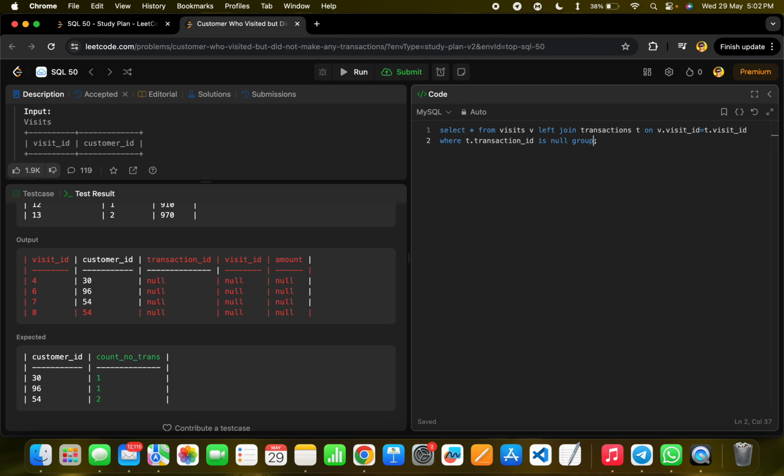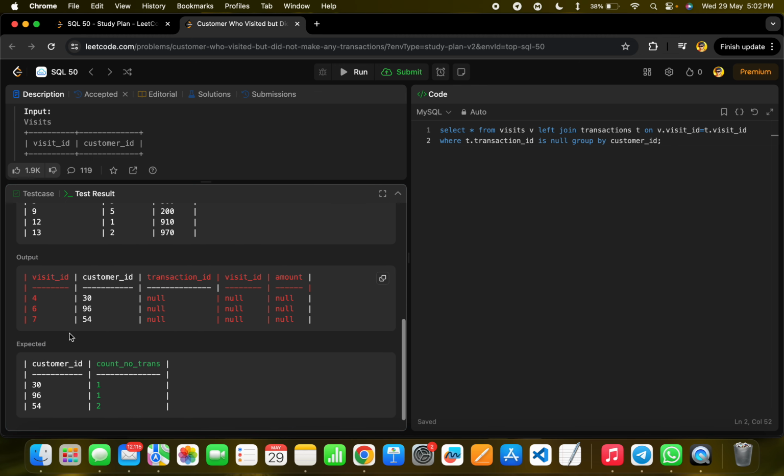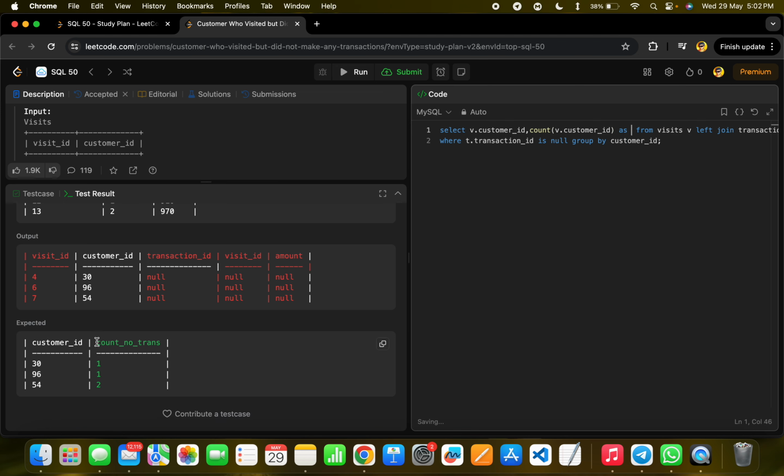So let us add the group by clause and see what will happen. Yeah, this 54 got overlapped into a single record. Now we will get the count of this. Customer ID is coming from V, and then we want the count of this. The column name is given as count of trans.